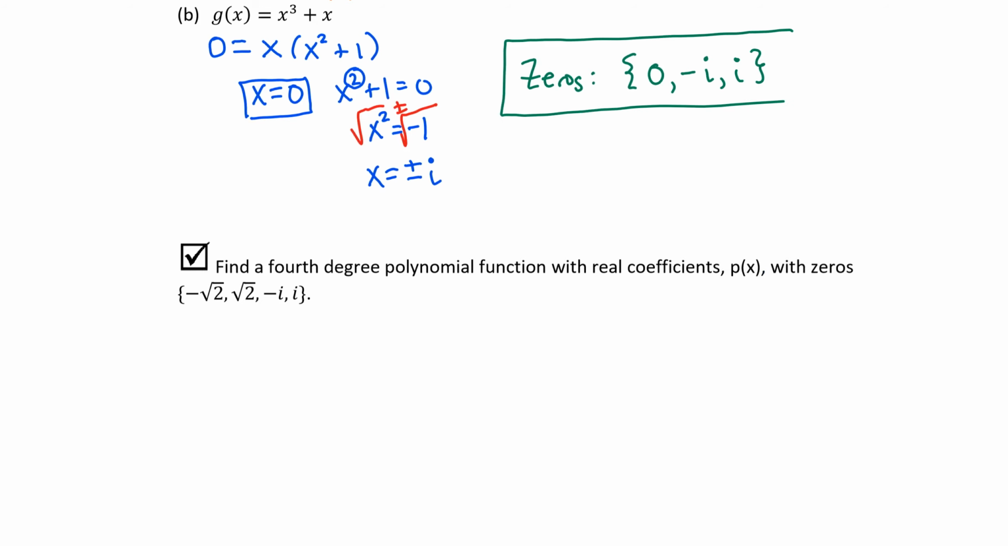If we graph this, here's a pop quiz. If we graph this on our calculator, how many x-intercepts would the graph display?